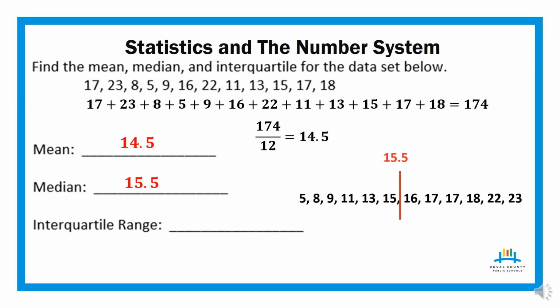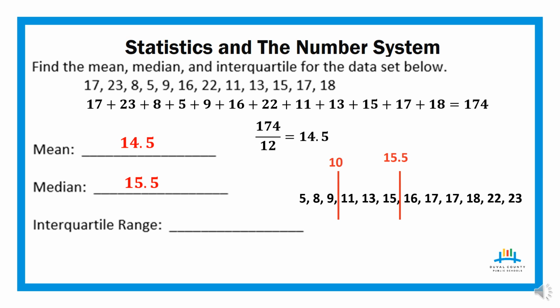Now, to calculate the interquartile range, I'm going to have to find the middle of the data set to the left of the median and the middle of the data set to the right of the median. So let's look on the left. It appears that the middle is right here between 9 and 11 because there are 6 values, which is an even number. I'm going to have to figure out what the middle is. So I'm going to take the average of 9 plus 11 and divide that by 2 to get 10.